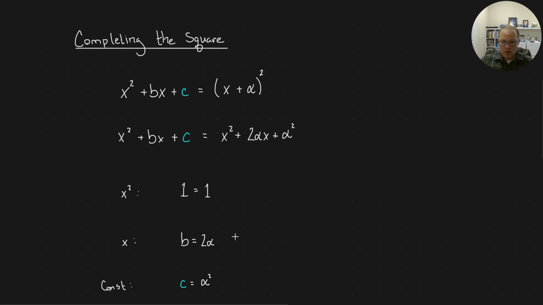So what I can do is use this equation to figure out my alpha. My alpha is going to be b over 2. And I can plug that in here. Since alpha is b over 2, that means my c is going to be (b over 2) squared. So the magic number that I can plug in to make it factor like a perfect square is going to be half of this guy squared. Okay, let's look at this in a couple of examples.